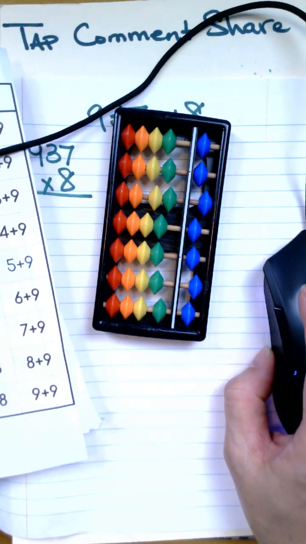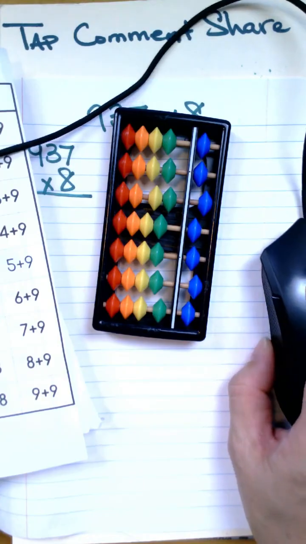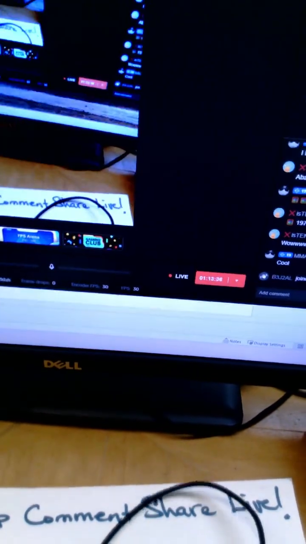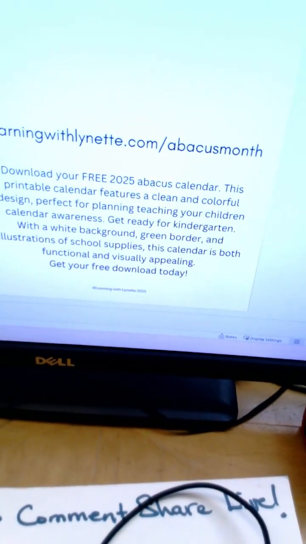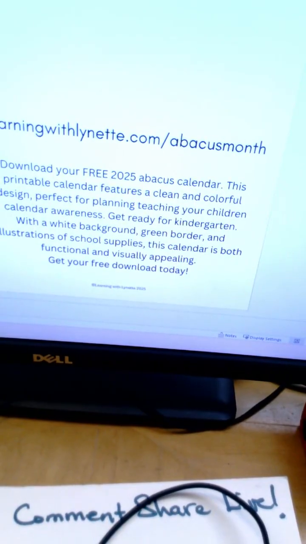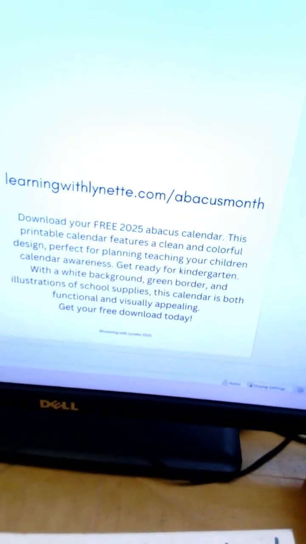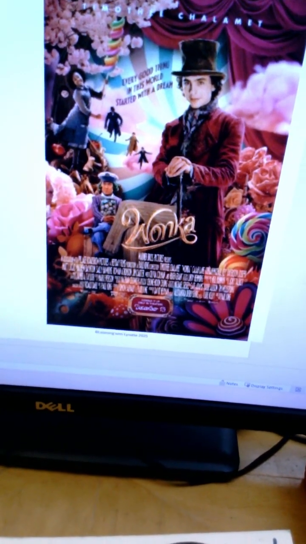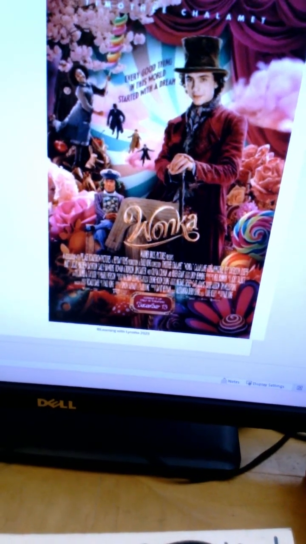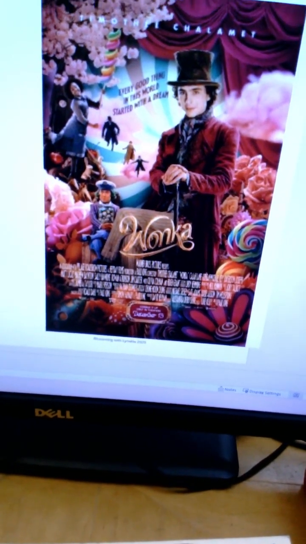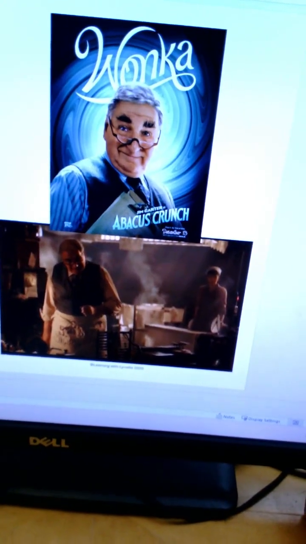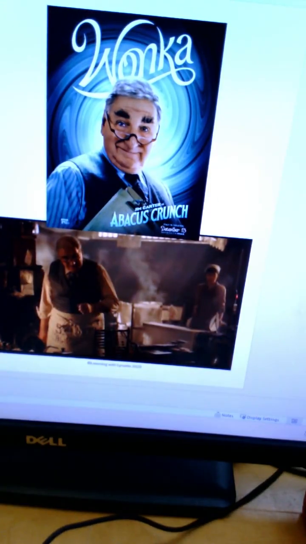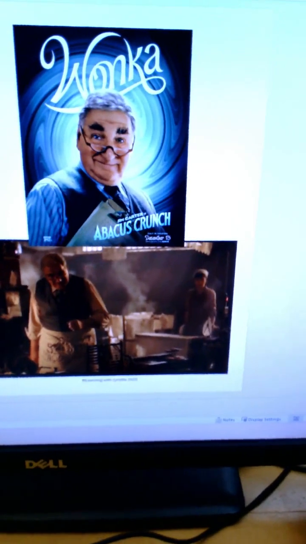Let's see. I think this is it. Yeah, we'll do that one. Hopefully you could see that. Okay, so Willy Wonka. Do you know Wonka? Wonka has a character, and the character name is Abacus Crunch. I thought that was kind of funny, and I was like, oh my god! Abacus is everywhere. So that was one.